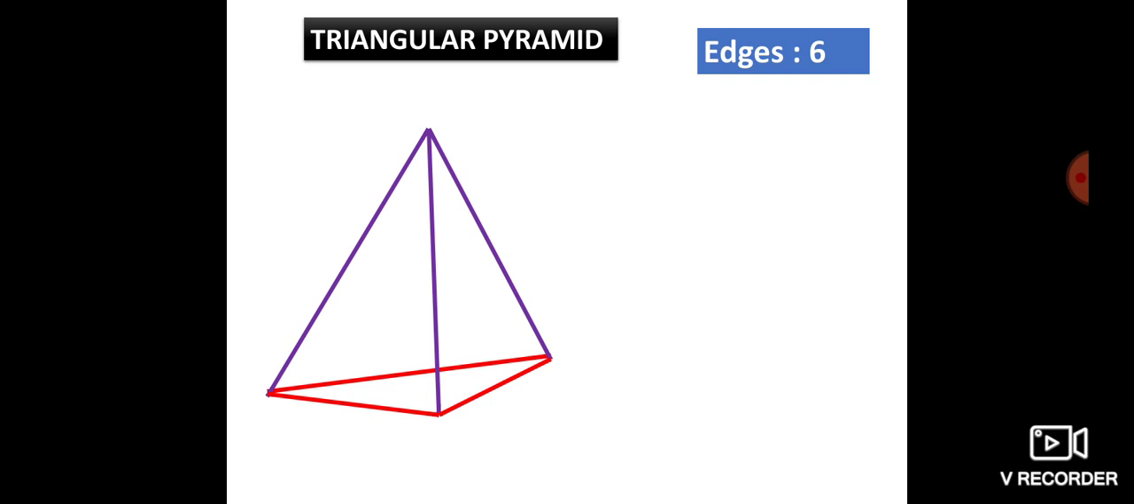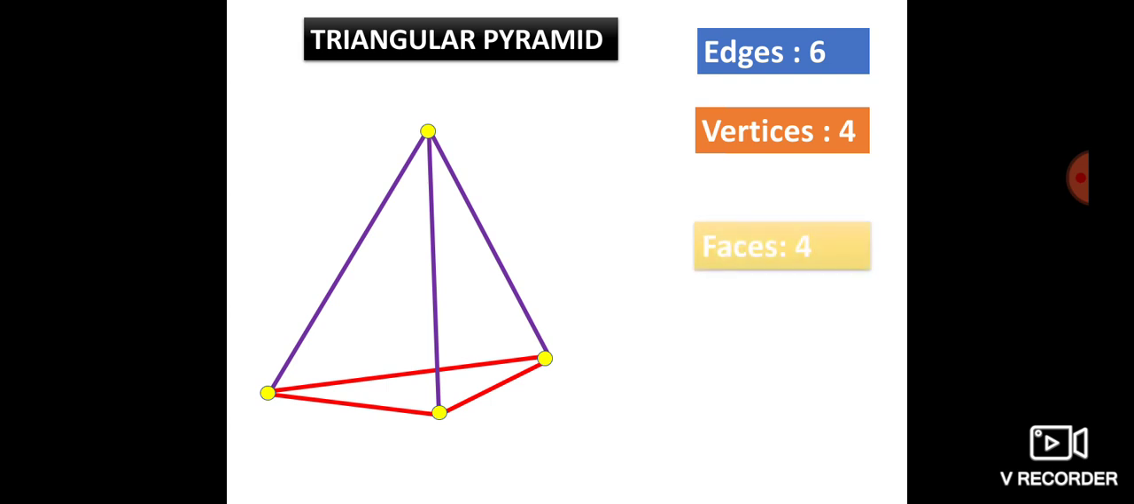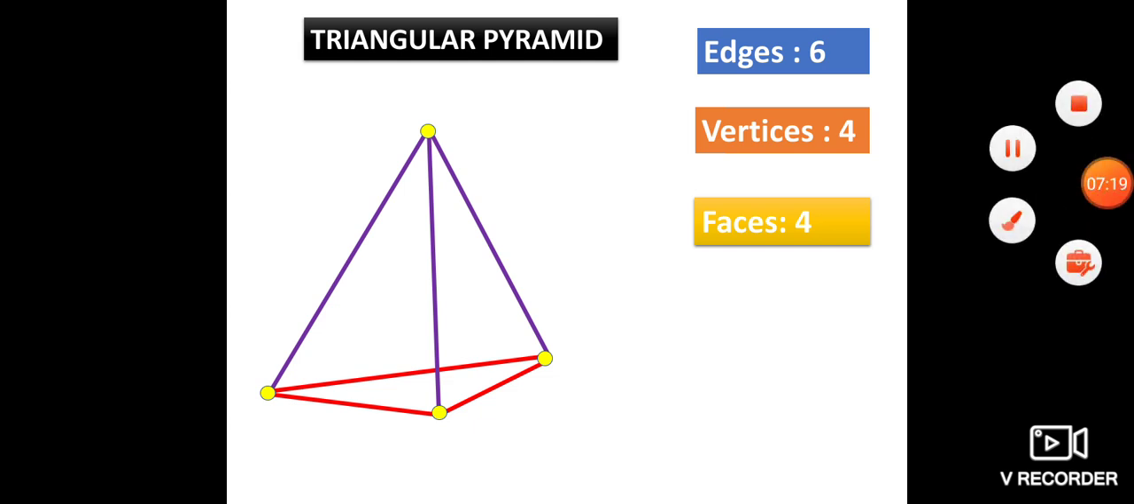How many corners here? How many vertices? 1, 2, 3, 4. Total 4 vertices. How many faces? 3 triangles and the base as a triangle, that is 4 faces for a triangular pyramid. 4 faces. Next is square pyramid.